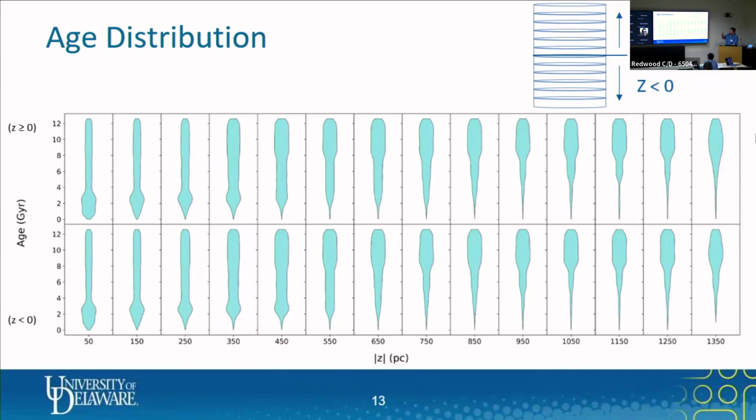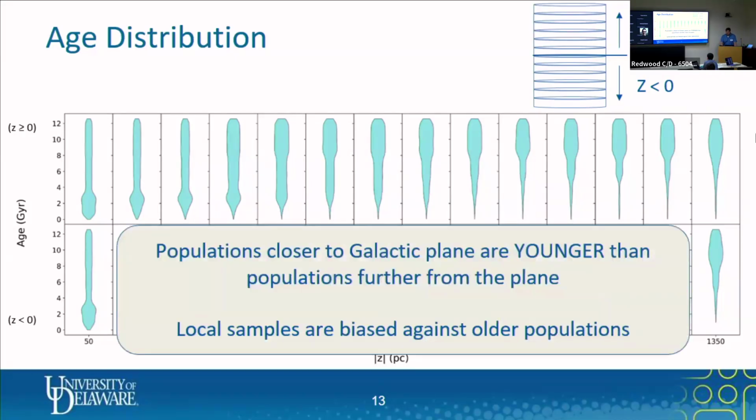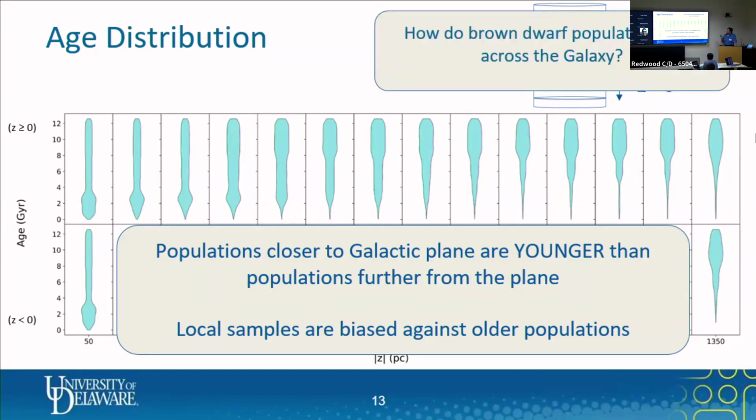And so what this shows us is that slices close to the plane have very young populations, while slices very far from the plane have much, much older populations. This is going to be an important thing to take into account as we start to probe further and deeper populations, and we realize that we have to work on these older groups. And so that also shows us that our local samples, we knew this already, but it really reinforces it, we're biased against younger populations right now. So this is starting to answer, how do we vary across the galaxy, but we can do a little better.